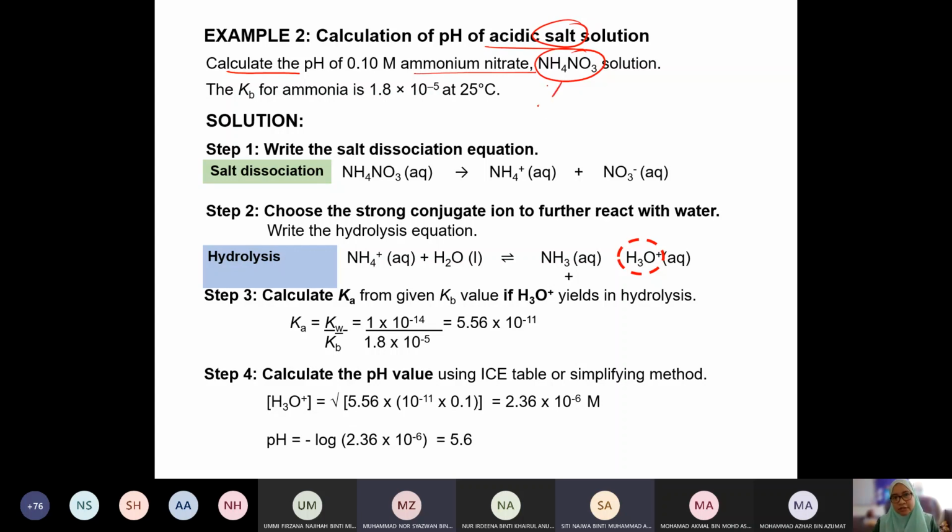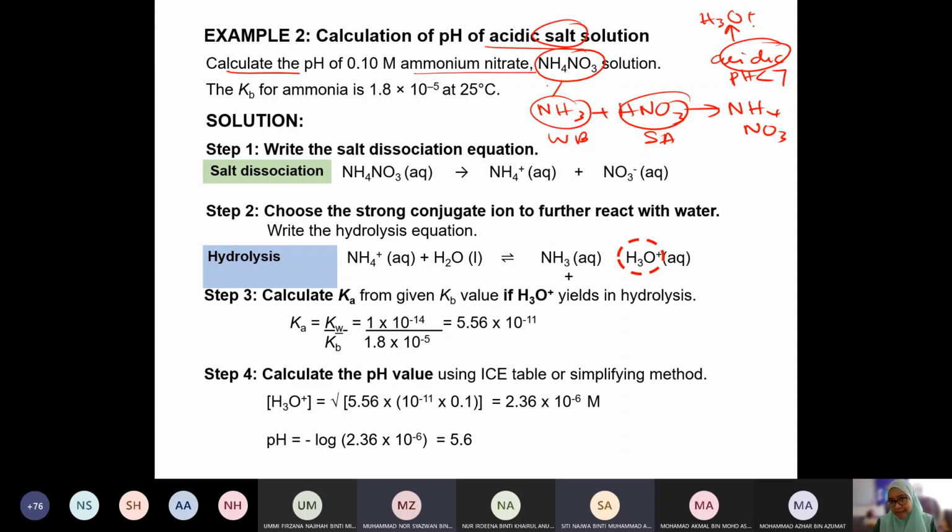So it is actually between NH3 plus HNO3, producing the salt. Alright, so you have to predict. This is a weak base. This is a strong acid. So we predict the salt should be acidic. That means your pH should be less than 7. That means when you write the hydrolysis equation, you should be producing H3O+. When you produce H3O+, that means you have to use Ka.